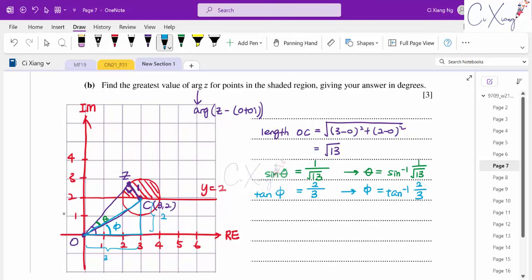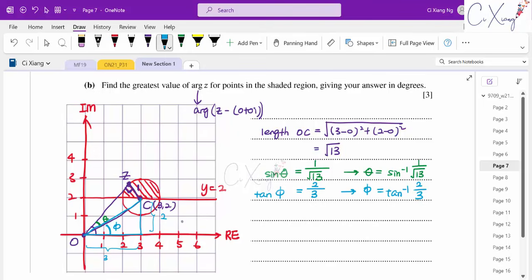Some students might ask, if I don't want to use tangent tau, can I use something else? You can also use sine, because sine tau equals 2 over square root 13. The hypotenuse of the light blue triangle is square root 13, right? So you will get the same answer later.